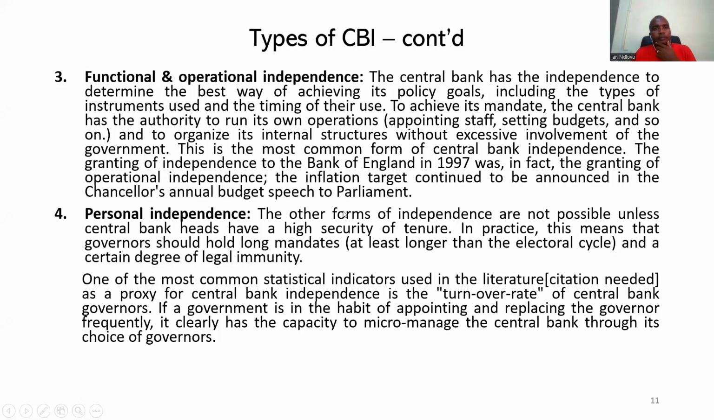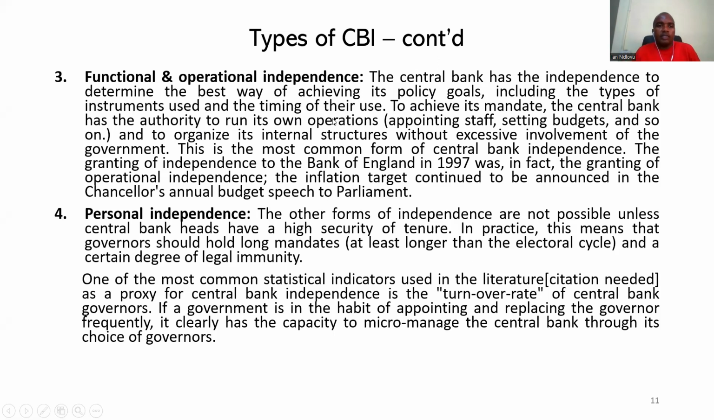So when the network went off in the previous video, I was explaining functional and operational independence. When we are looking at functional and operational independence, the central bank has the independence to determine the best way of achieving its goals, including the types of policy instruments to be used and the timing of their use.